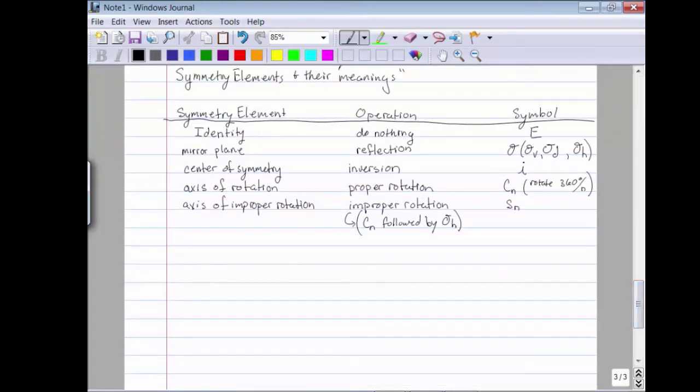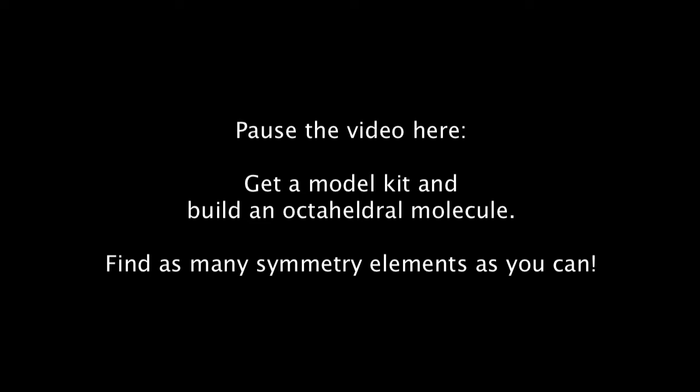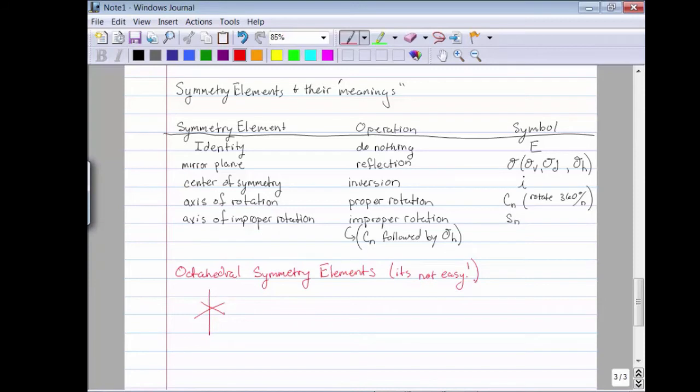So now what I'd like you to do, after you're done writing, is take your octahedral model, and I want you to see how many symmetry elements you can find. Write them down on your paper. I'll give you a few minutes to do that, and you can talk about it if you want to. It's actually really hard to find all of the symmetry elements in an octahedron.